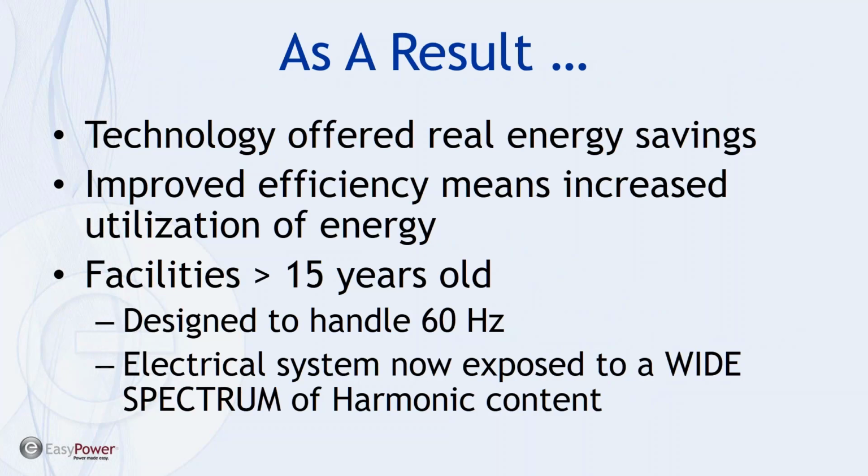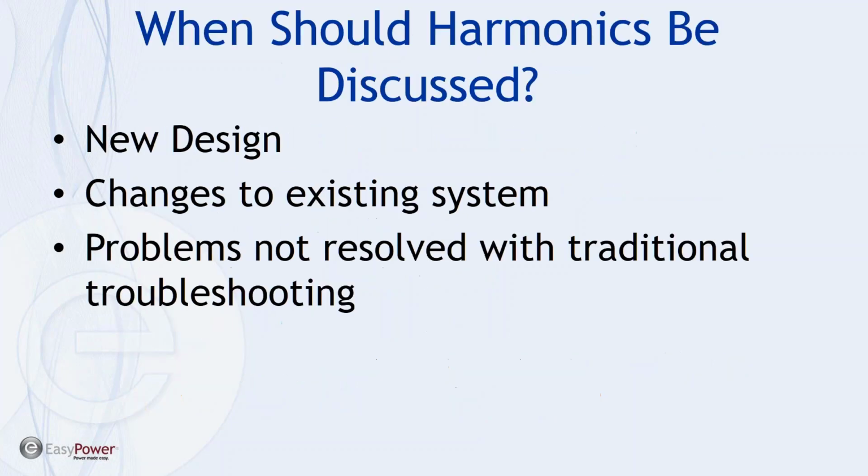What we see in buildings that have been designed even as late as 10 years ago, but certainly before 15 years ago, is that in their design plans they were expected to handle or encounter only 60 cycle systems. They're now being exposed to a wide spectrum of harmonic content, and the dilemma was unavoidable. This harmonic content is not just from motor controllers, but from a vast array of other nonlinear loads. So this begs the question, today, when should harmonics be discussed?